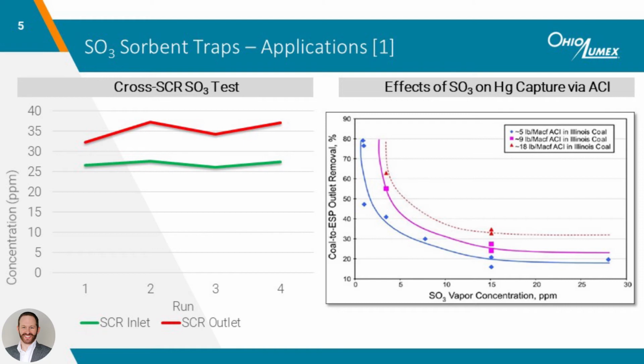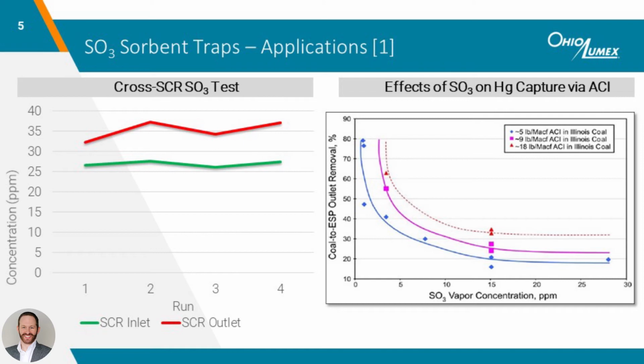Switching now to the graph on the right, we have several correlation curves between SO3 concentration and percent removal of mercury by using 3 different rates of activated carbon injection, or ACI. The effect of SO3 on mercury mitigation is clear. At higher SO3 concentrations, ACI is less effective at capturing mercury.